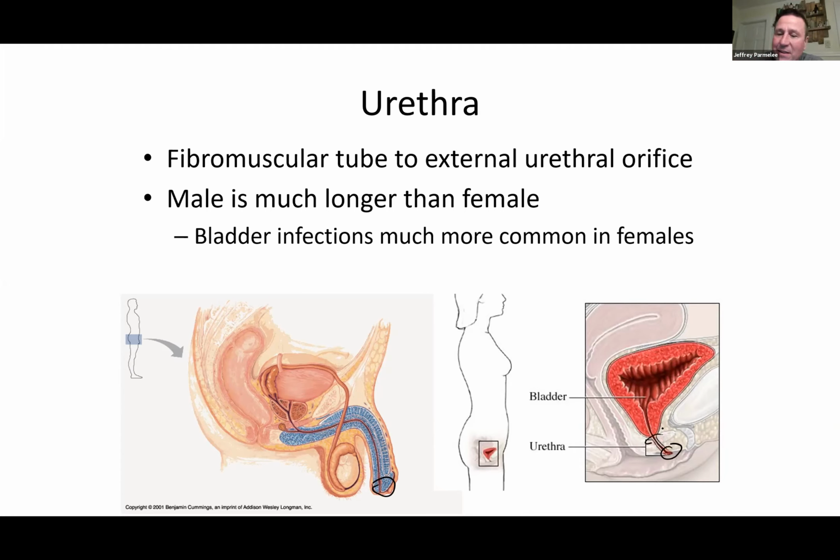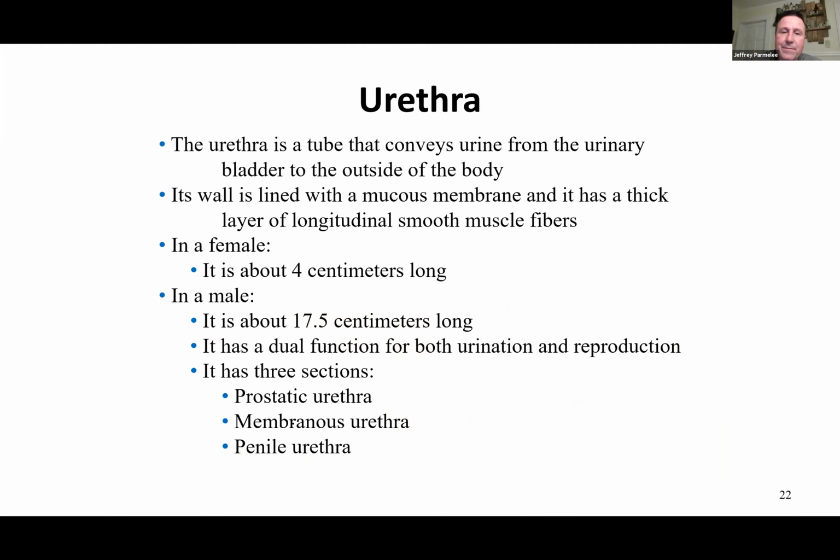And you always have sphincters here, urethral sphincters. Remember, internal urethral sphincter is autonomic. External urethral sphincter, you control. All right, so the urethra is the tube that carries, here's the bladder, here's the urethra. There's the pee.